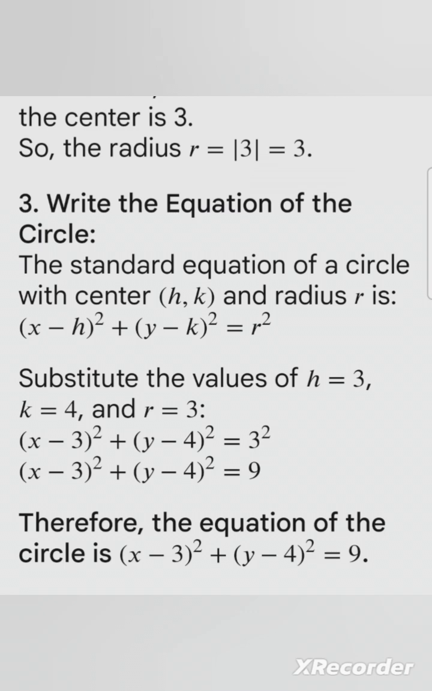The standard equation of the circle is (x - h) whole square plus (y - k) whole square is equal to r square, where h is 3 and k is 4, since the center is at (3, 4), and since the circle touches the y-axis, the radius is 3 units. Just substitute in the standard equation. You'll get the required equation of the circle as (x - 3) whole square plus (y - 4) whole square is equal to 9.